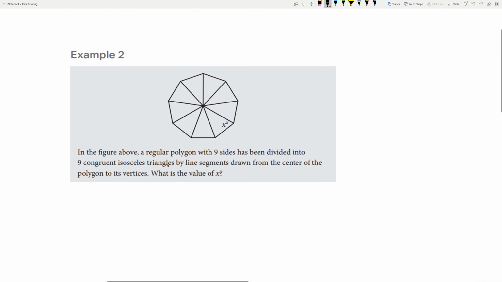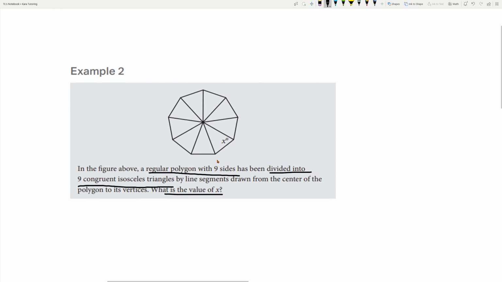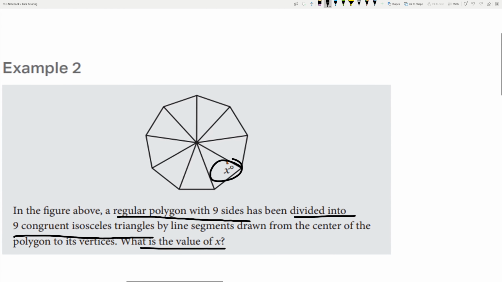Next, we're given a figure, a regular polygon with 9 sides, divided into 9 congruent isosceles triangles by line segments drawn from the center of the polygon to its vertices. What is the value of x? Since the value of x is over here, we're not really going to worry about the other sides since we know they're going to be the same.